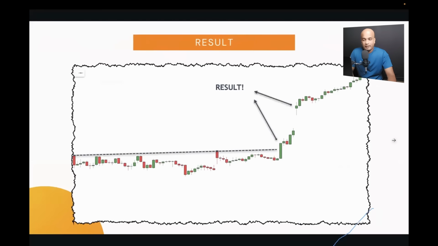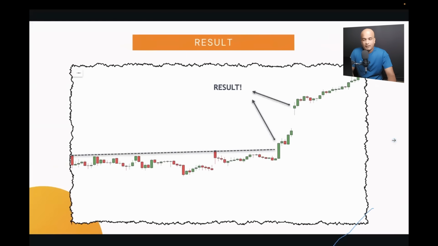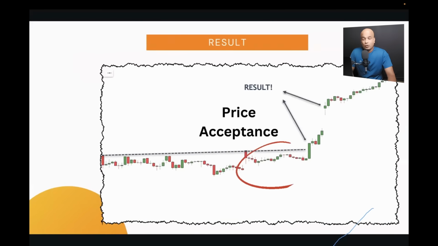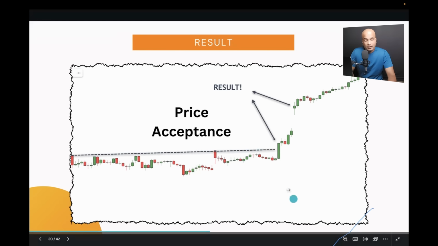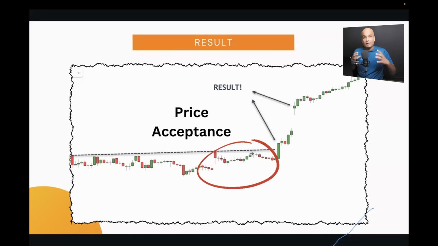You can see the result here. Okay? It's very simple. Isko kehte hai hum price acceptance, which means there is an important price level. So instead of going in the opposite direction, price accept ho raha hai us level pe, which means there is a high possibility of price breaking that level. So this is called price acceptance. I hope this is very clear.